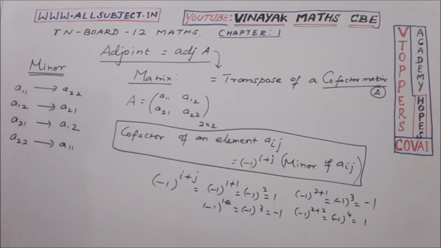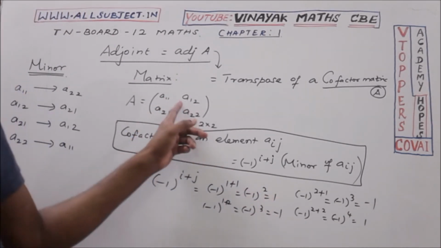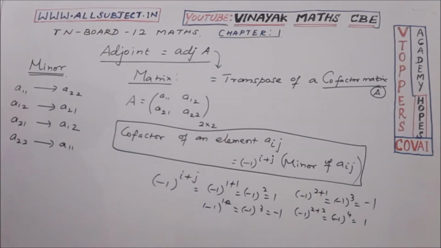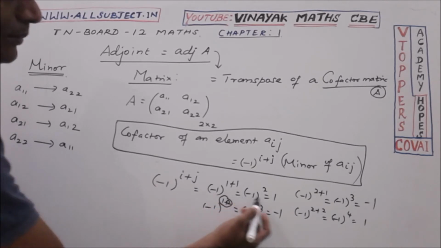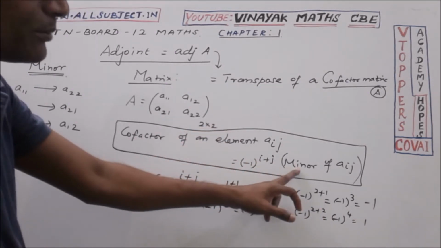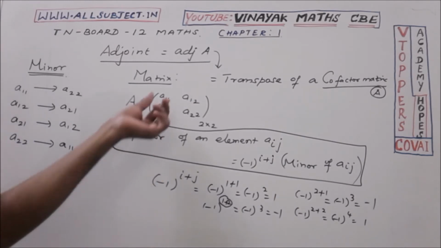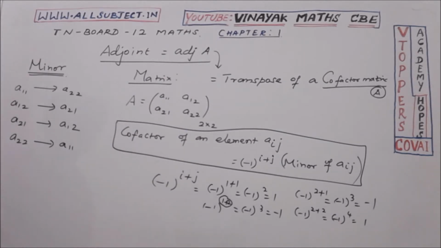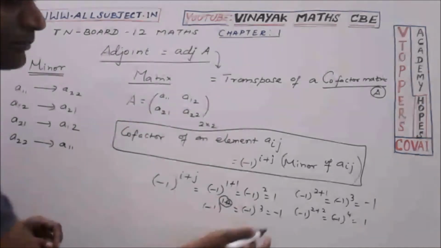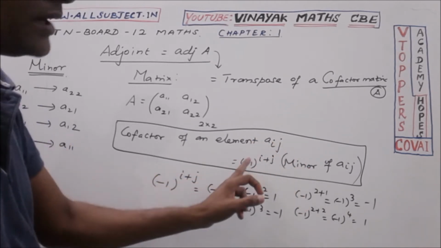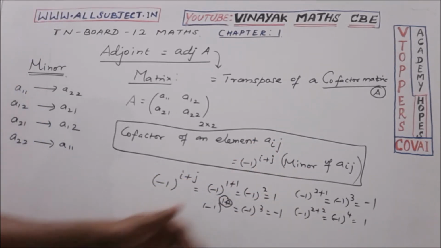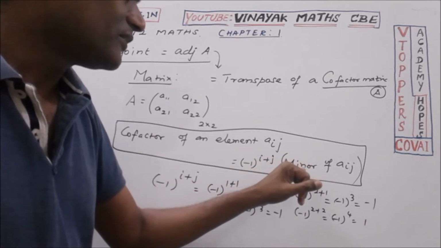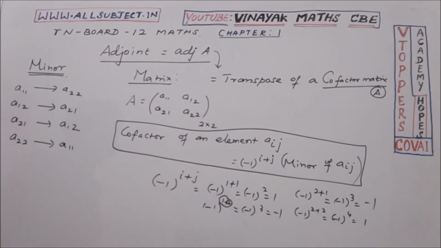Look at the answers here. The first term is positive, the second term is negative, the third term is again negative, and the fourth value is positive. When the power is odd, minus 1 is multiplied with the minor. The power is nothing but the sum of the place values of the element. When the sum of the place values of the element is odd, the minor is multiplied by minus 1. That means you should change the sign of the minor value, because we are multiplying with minus 1.